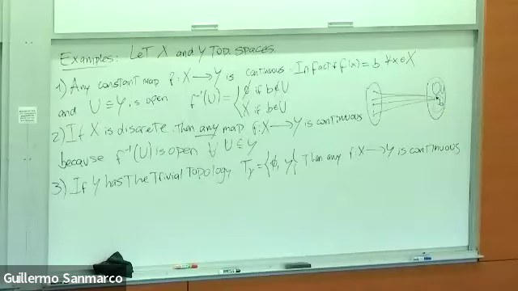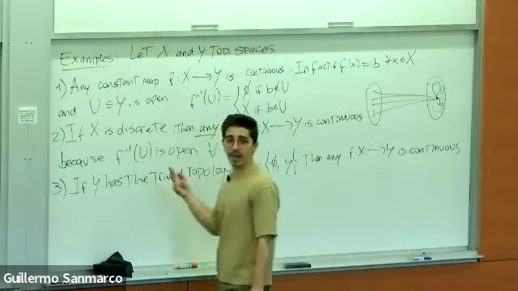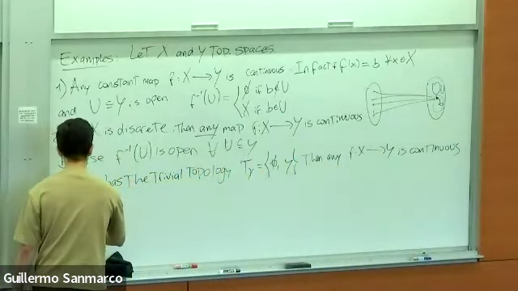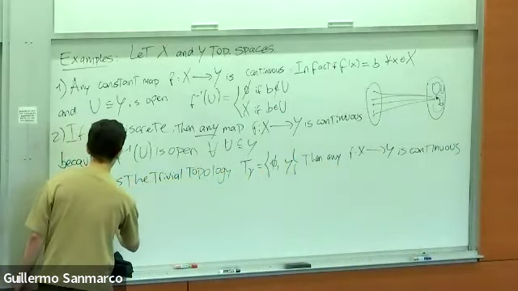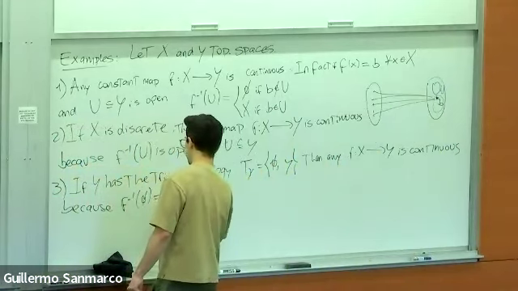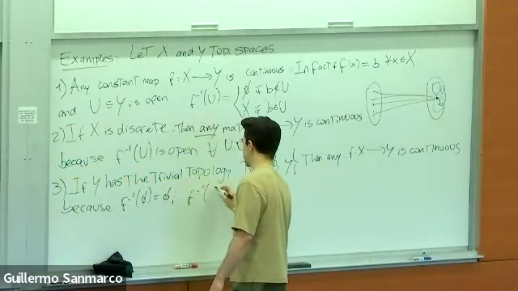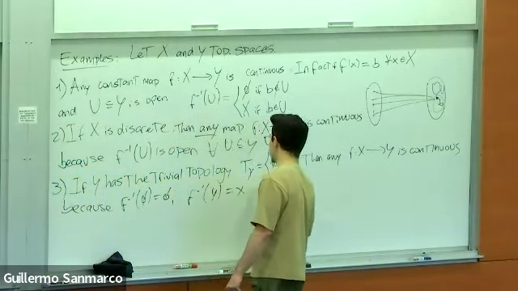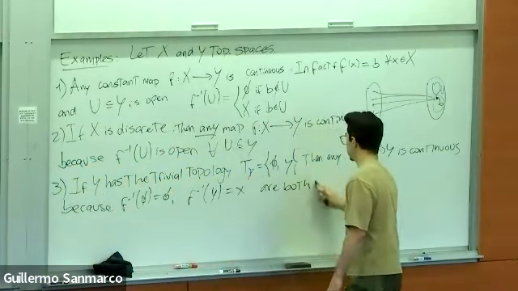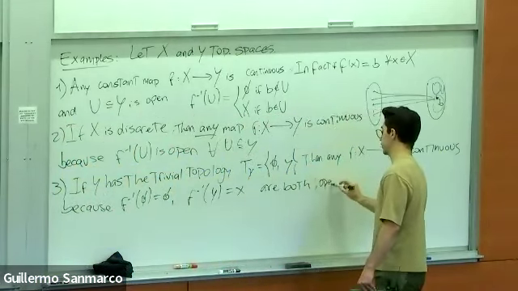Again, you want to show the preimage of an open set is open, but the preimage of empty is empty, and the preimage of Y is X. Those two always need to be open. We only have two open sets, so you only need to compute two preimages. The preimage of empty is empty, the preimage of Y is X, and both are open, independently of what the topology on X is.